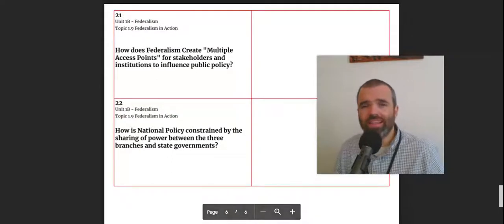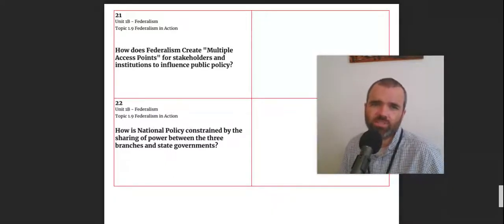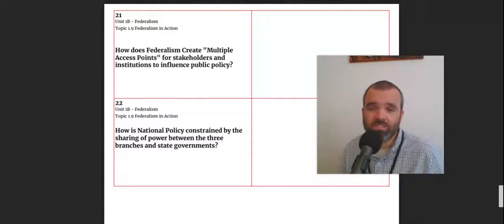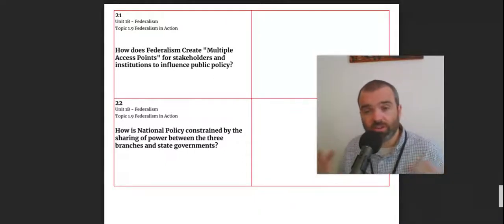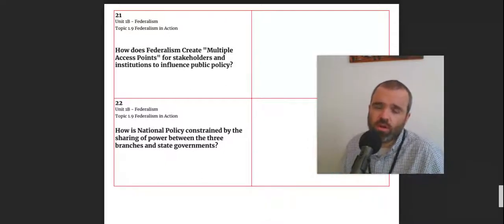And so the last two flashcards are just broad concepts. Flashcard 21 says, how does federalism create multiple access points for stakeholders and institutions to influence public policy? Broadly speaking, this is a philosophical discussion about our system. Just like in our previous unit, we talked about three branches of government and how people can have access points. They can try to influence Congress. They can vote in the presidency. They can take cases to the Supreme Court. So too, under a federal system, if there's an issue you want the government to get involved in or help resolve, there are different ways to approach it.